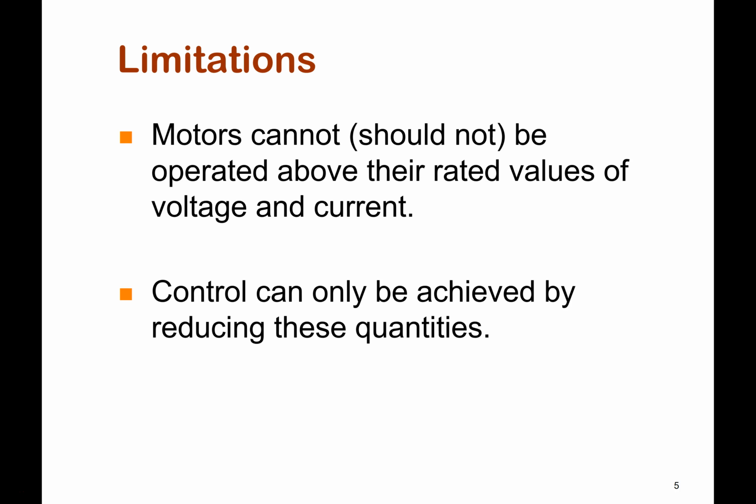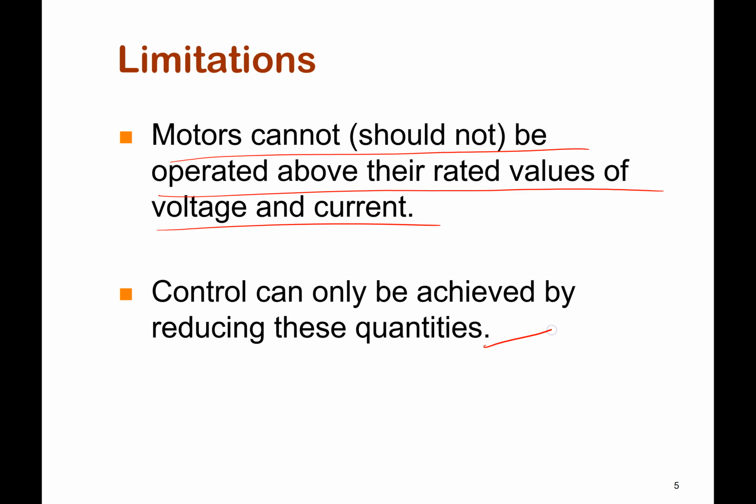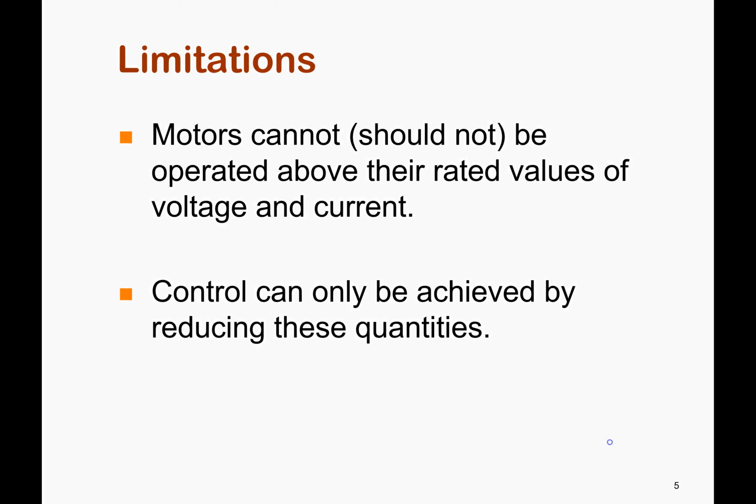But before we do that, we should say that even though we're going to vary things like voltage and so on, you should never operate the motors beyond their rated values of voltage and current. Remember, the ratings have to do with the insulation systems. They have to do with how much heat the machine could dissipate, and if you go beyond that, you could damage the machine. So control could only be achieved by reducing these quantities, not by increasing them. You can't increase the voltage and current beyond their nameplate values.